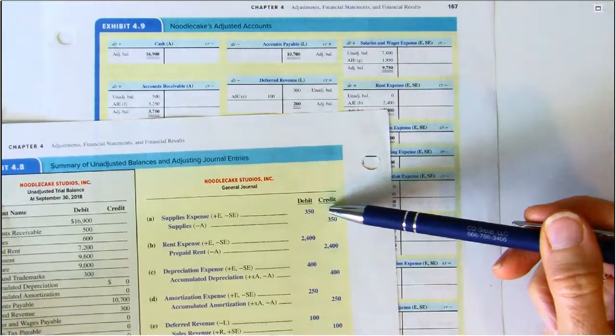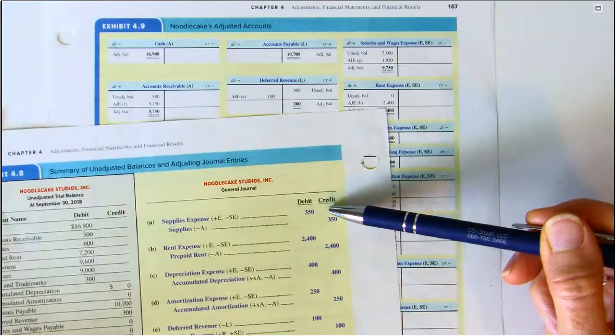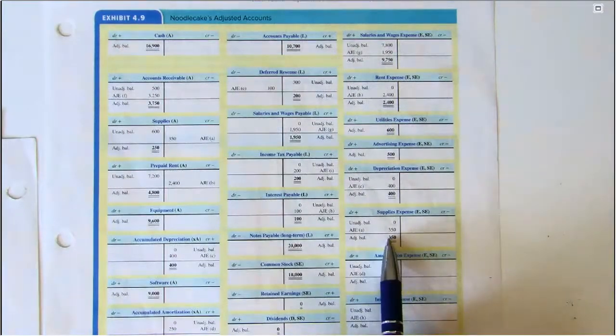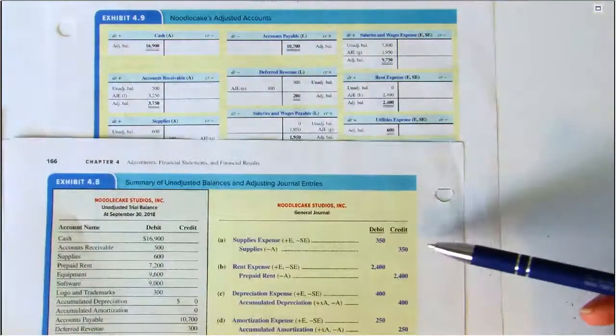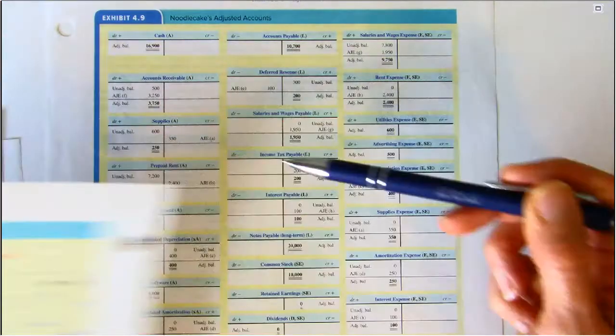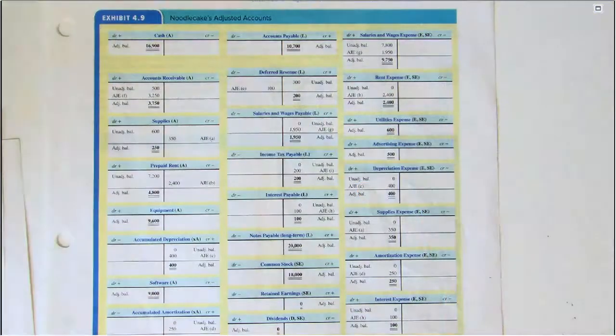Our first entry, A, says to go to the supplies expense account and post a debit to supplies expense. And there's the debit to supplies expense. It says also to post a credit of $350 to supplies. And there we go. So all of our adjusting journal entries have been posted.